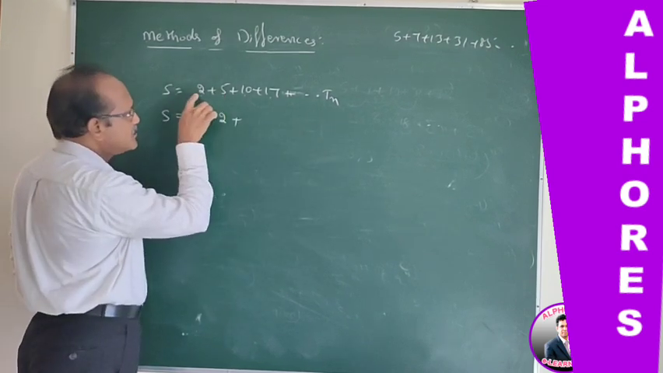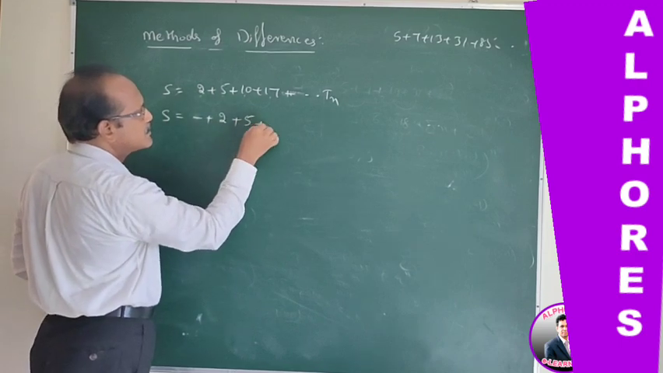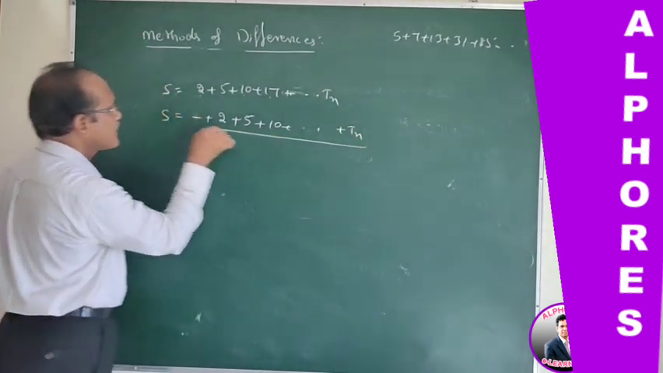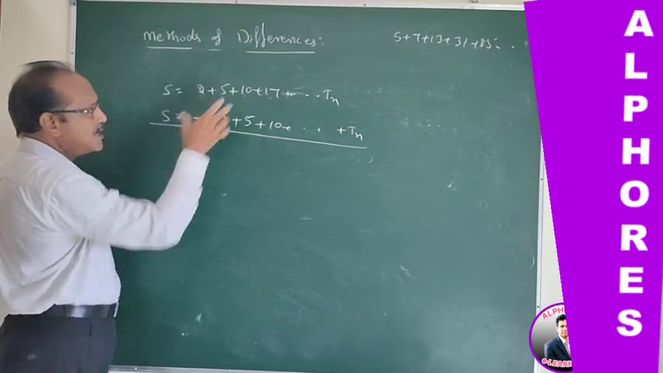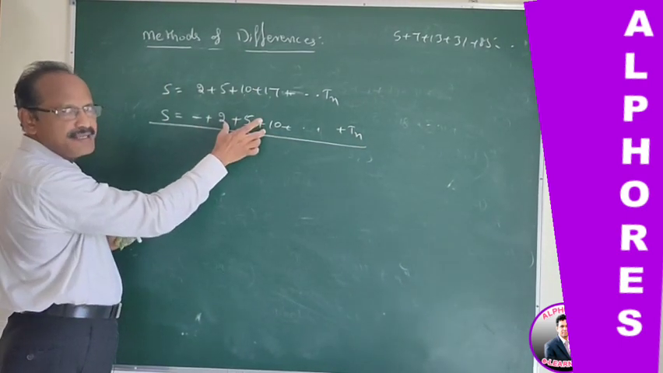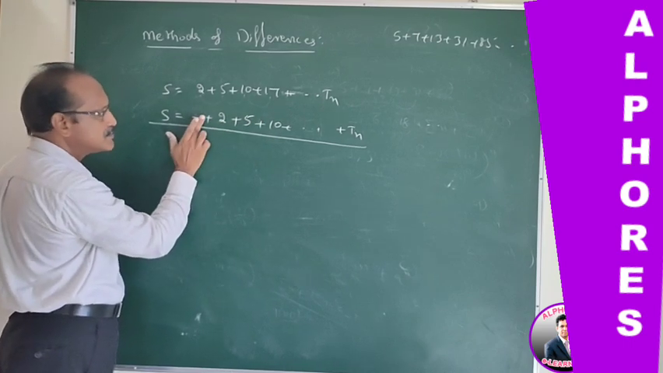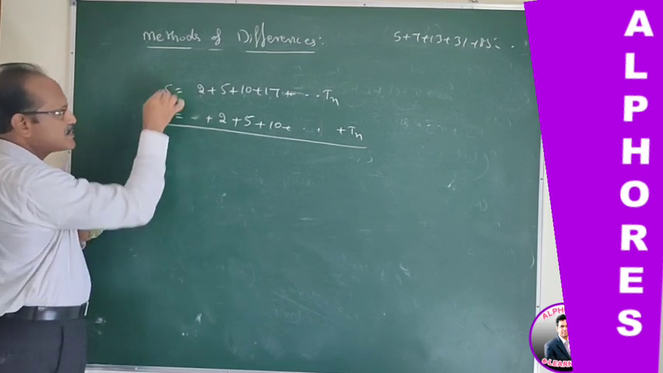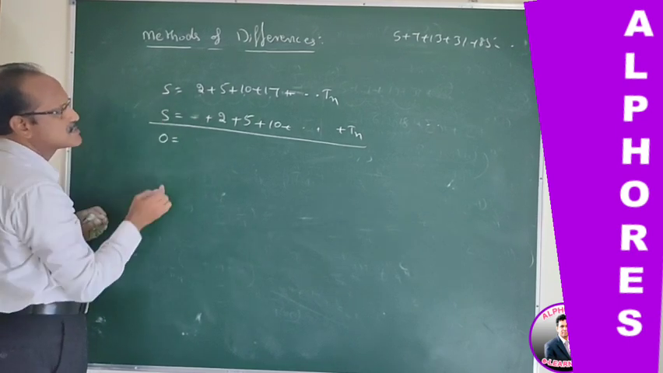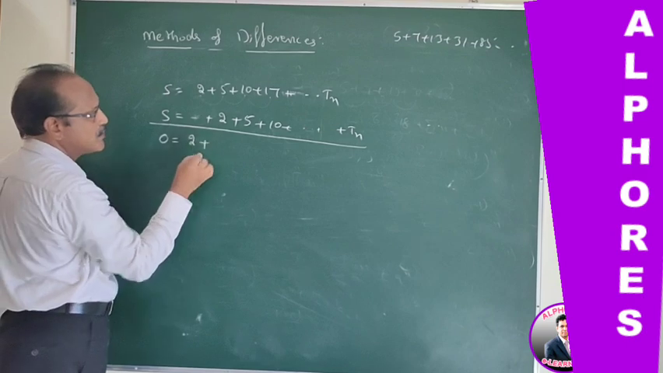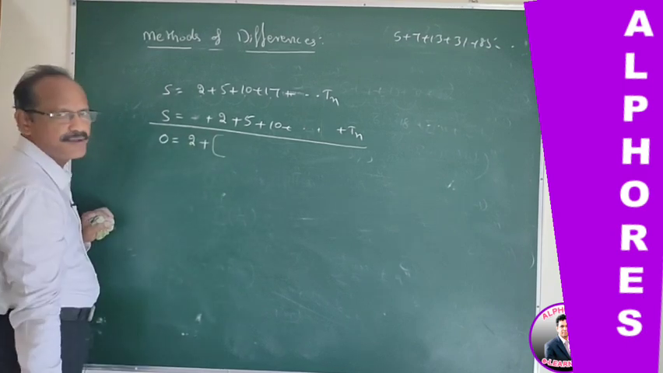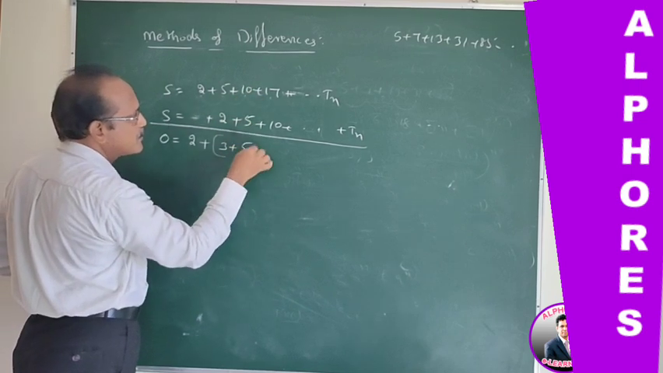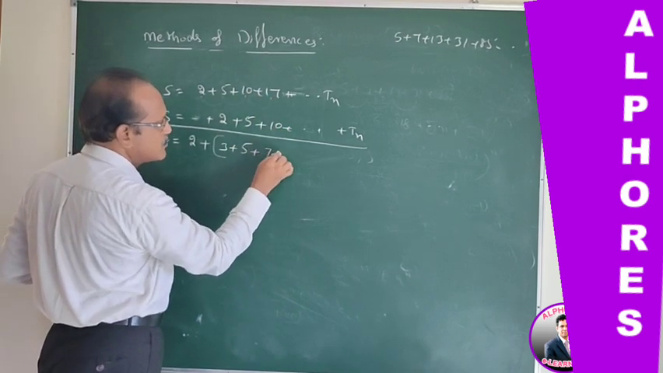Same series 2, 5, 10 plus etc. It is shifting to the nth term. The same sequence I am writing here by shifting one term. It is 0, nothing here. Now subtract. S minus S is 0. This is 2 plus, put a bracket here, 5 minus 2 is 3, 10 minus 5 is 5, plus 17 minus 10 is 7, plus so on.